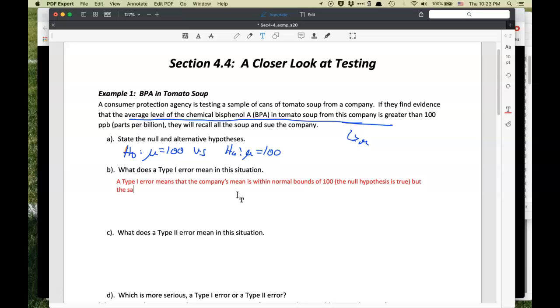But the sample obtained happens to show, and we might add incorrectly, that the mean is too high, and the agency ends up recalling the soup and suing the company when it shouldn't have. So that's a pretty serious consequence. But we may think that that's worth it for the safety of consumers.